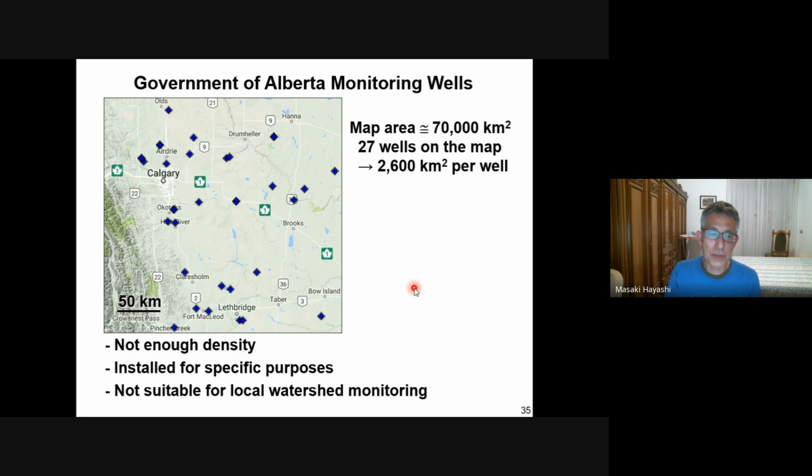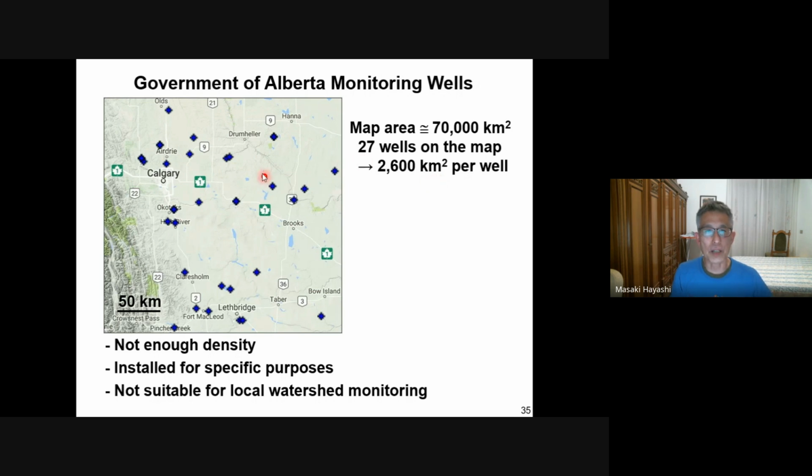To sustainably manage groundwater, we need to monitor the groundwater levels. But our government doesn't have too many wells for monitoring. This area shows 70,000 square kilometers. It's quite a large area, but there's only 27 wells monitored by the government. So it's one well per 2,600 square kilometers. There's not enough density for effective monitoring.